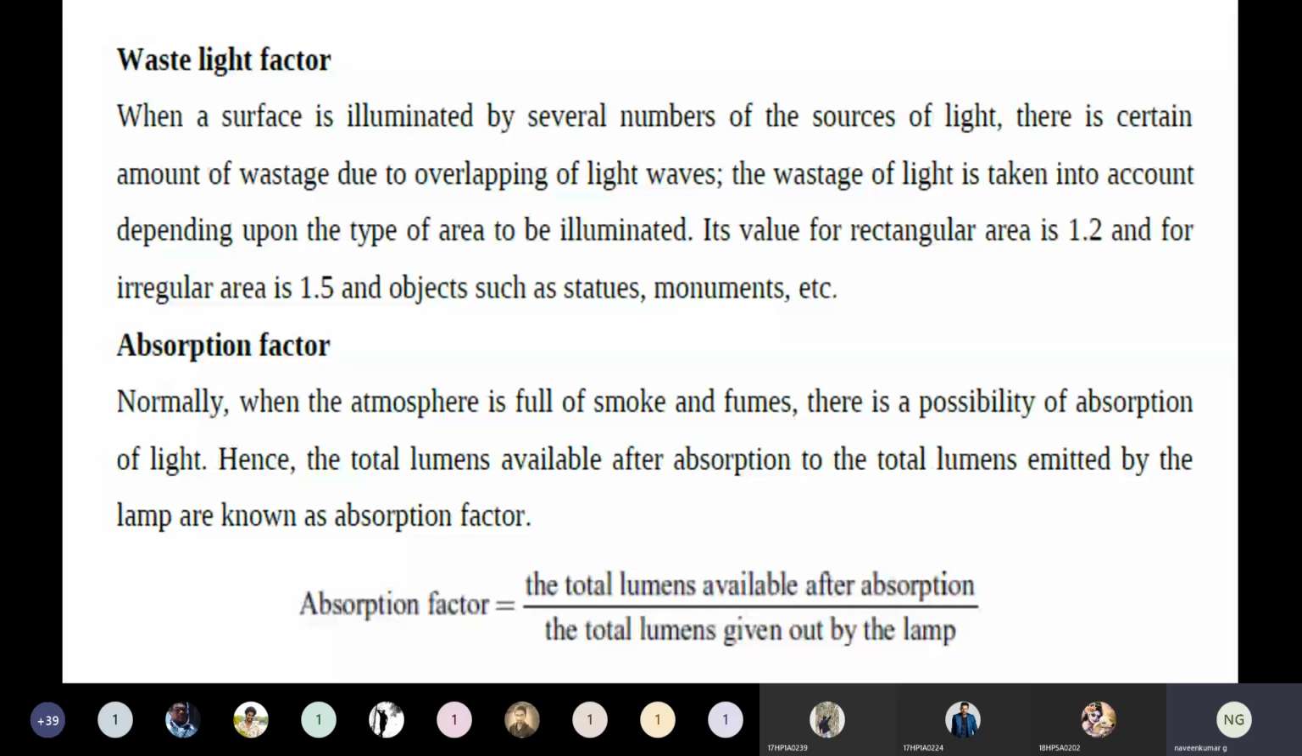So absorption factor is given by a small formula: total lumens available after absorption divided by total lumens given out by the lamp. So absorption factor is defined as total lumens available after absorption by total lumens given out by the lamp.